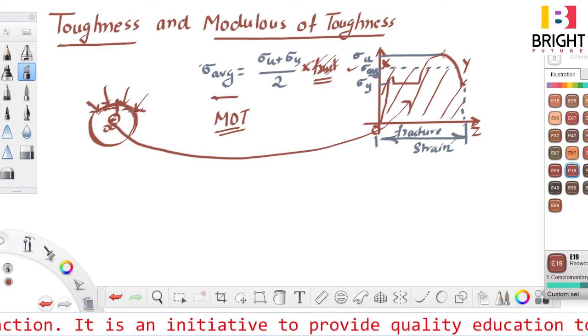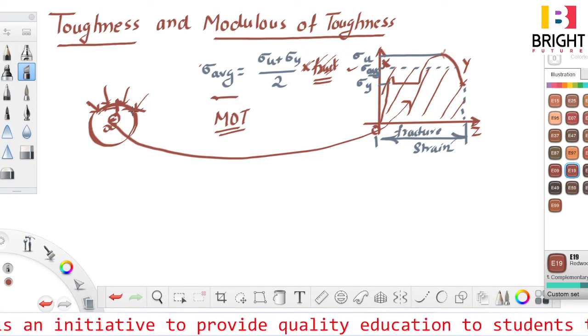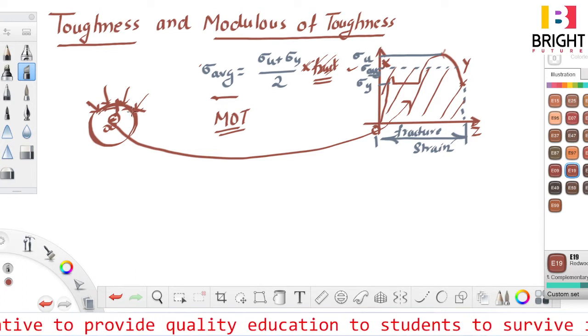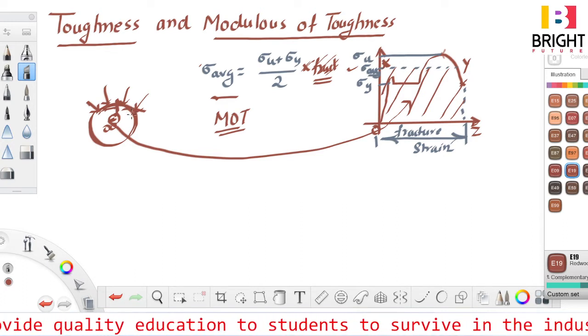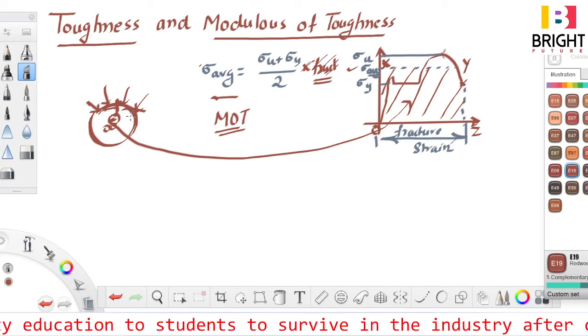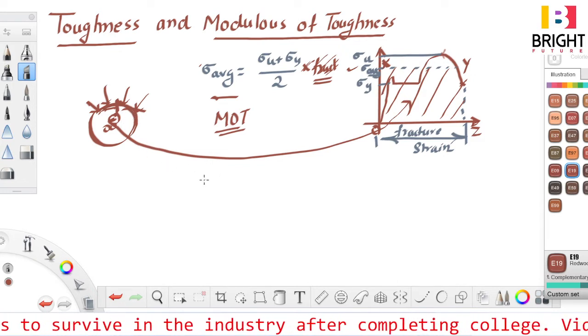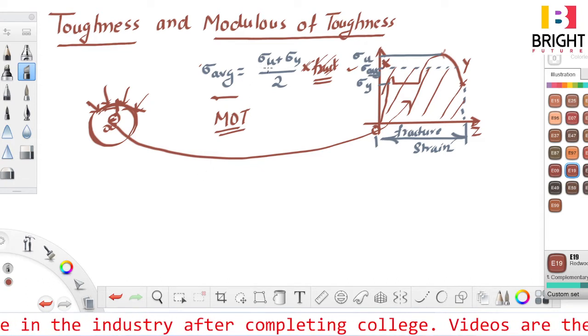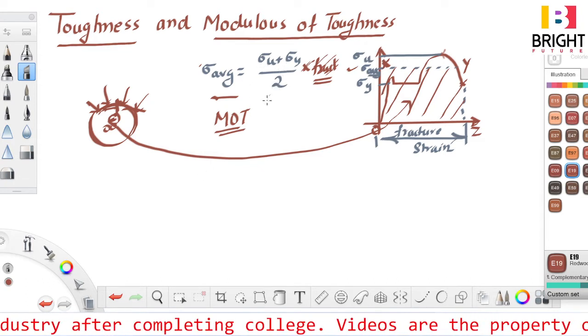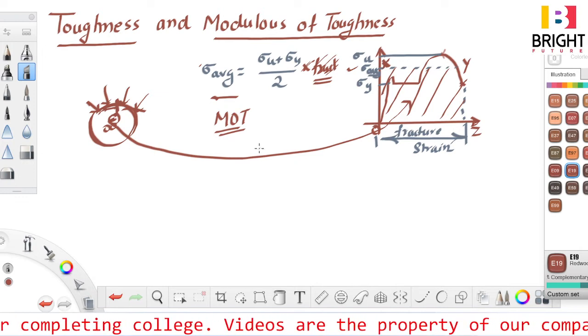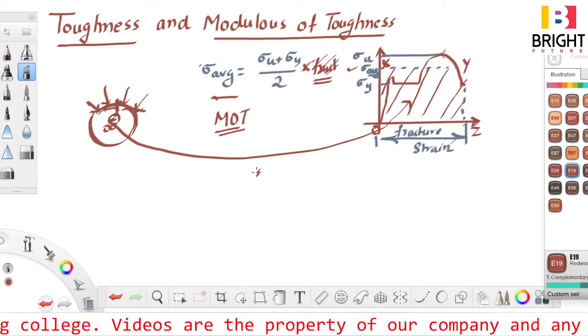Now we see that mild steel and other ductile metals are more tough than brittle metals, and brittle metals are less tough. Because here again this is sigma u and sigma y by 2, so we can say that mild steel is more tough.